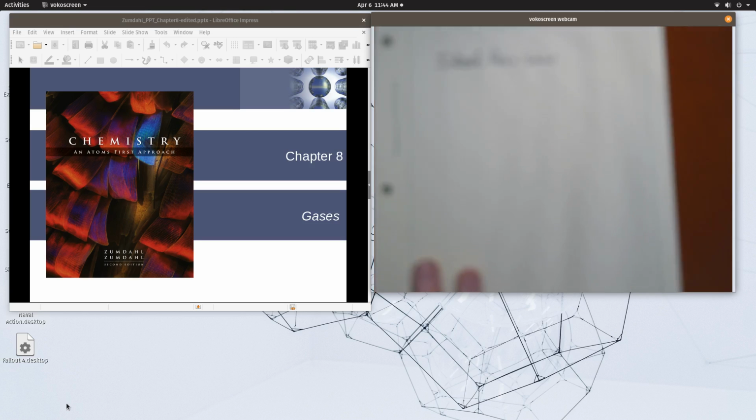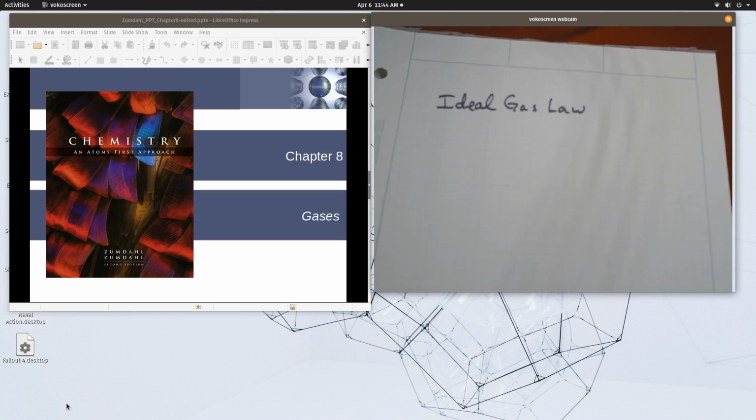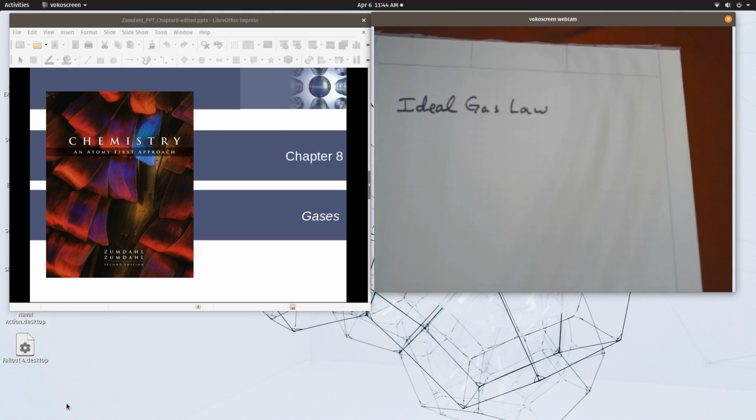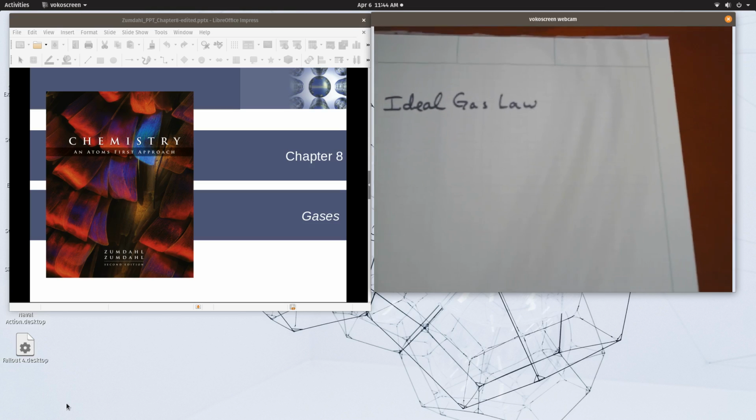And the ideal gas law, sorry about the focusing of this, my webcam is having a hard time focusing today. Just not focusing on things. Just doesn't want to focus at all today. How about that? There we go. That's a little bit better. For whatever reason, it is not focusing. There we go.